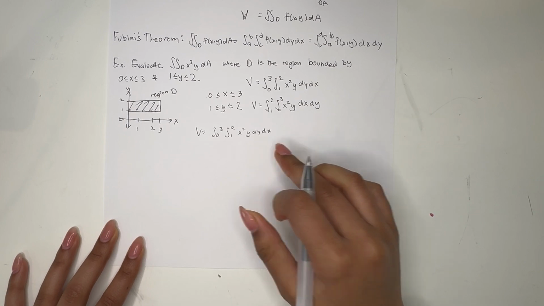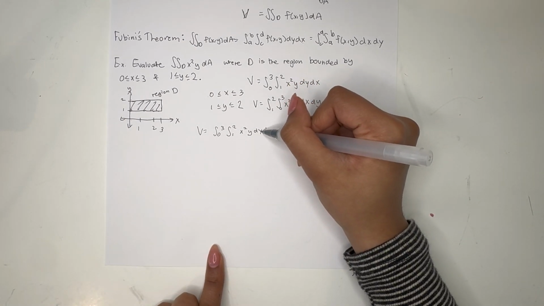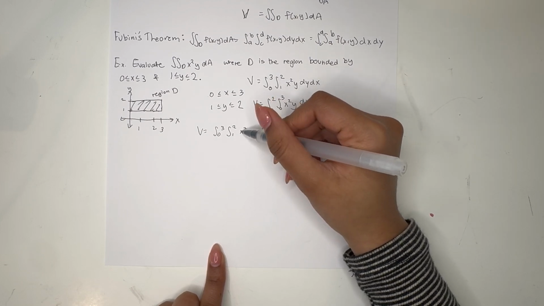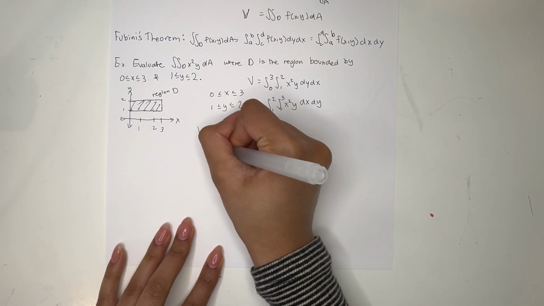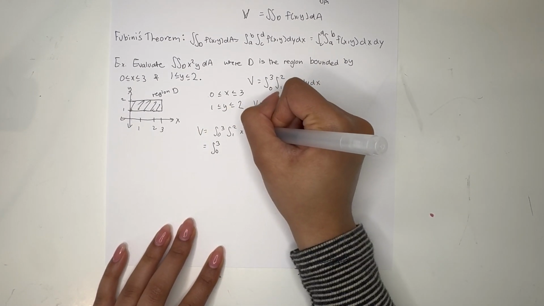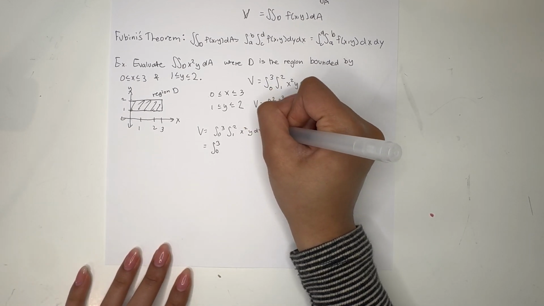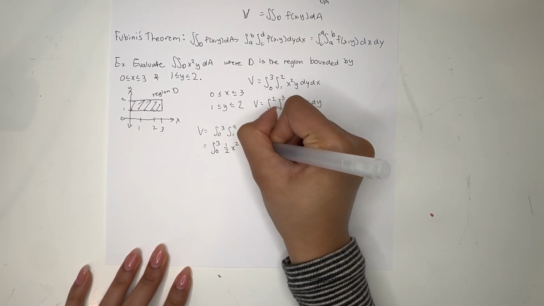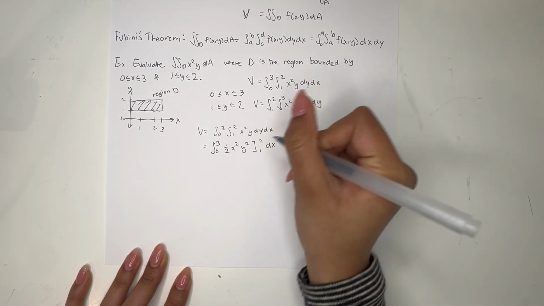Okay, I'm going to evaluate this one. Because I'm integrating with respect to y first, I'm going to treat x as a constant. So x squared is just a constant here. When I integrate, I'm treating x as a constant. So the integral of y is 1/2 y squared. But I'm going to have 1/2, x is a constant, x squared, y squared, from 1 to 2, dx.